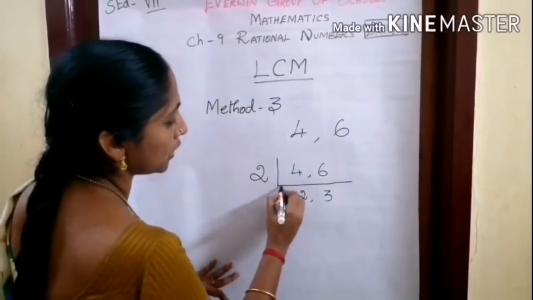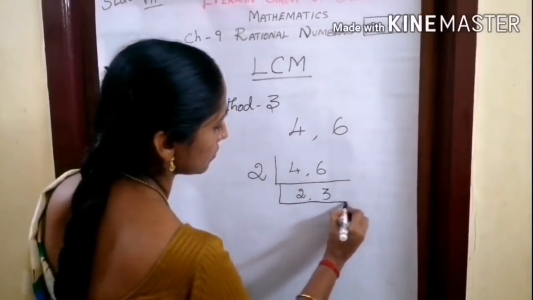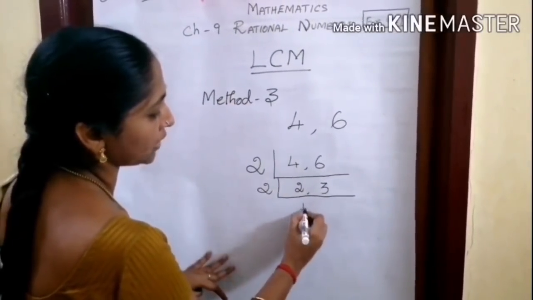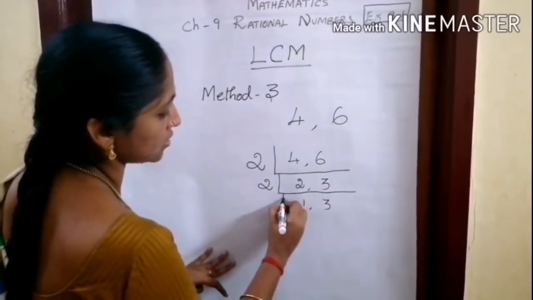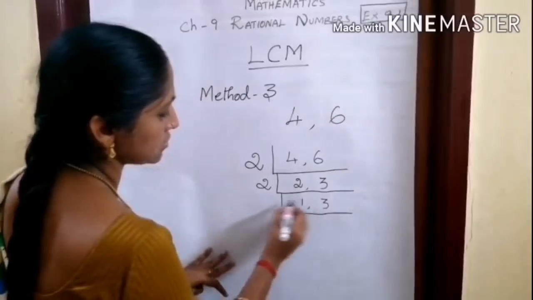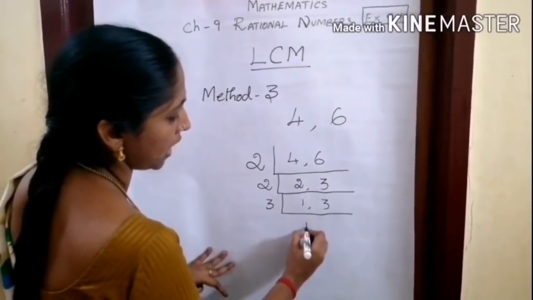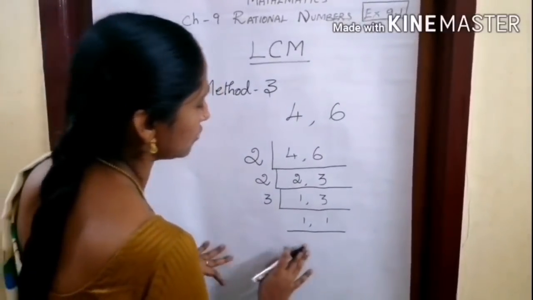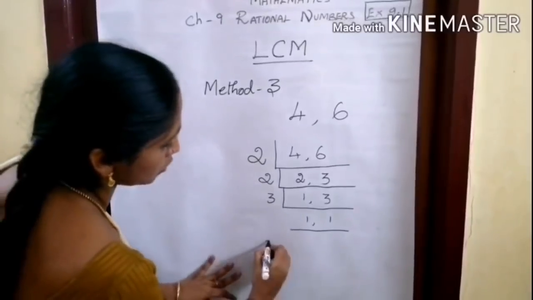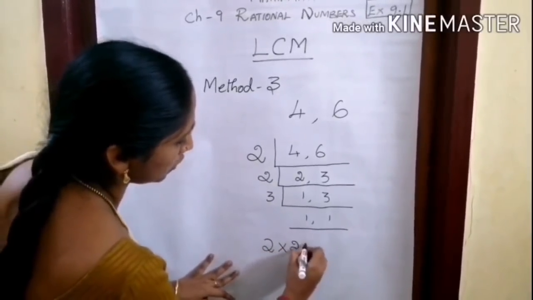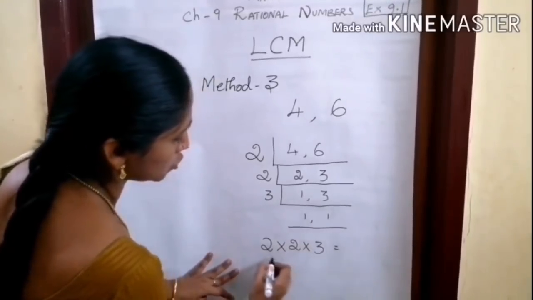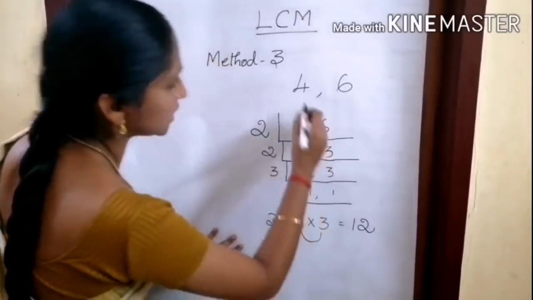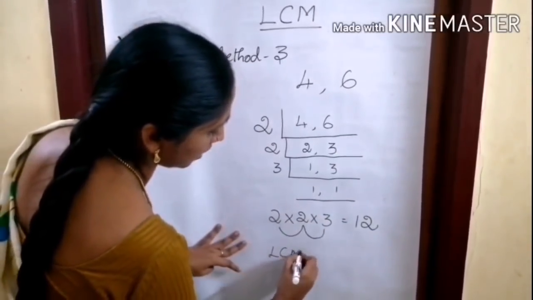Next. Here 2, I will divide by 2, 2 one time, 3 as is. Next, I will take the number 3. 3 ones are 3, 1 time. So until 1 comes, you divide, then we stop here. Take the numbers 2 into 2 into 3. 2 twos are 4, 4 threes are 12. Here the LCM of 4 and 6 is 12.